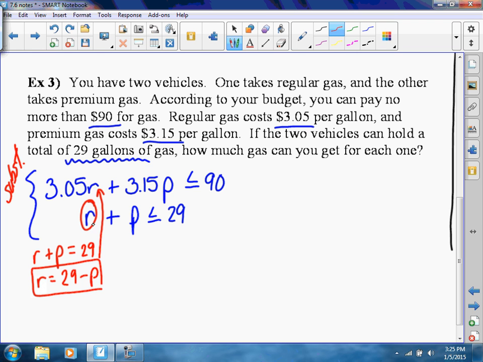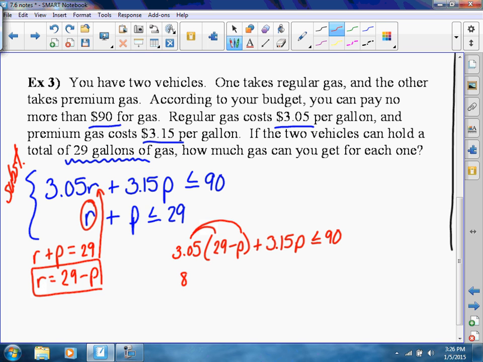Okay, so then I will have, let's write it over here, 3.05 times, instead of r, I'm going to write what r is now. r is 29 minus p. And then I'll have the 3.15p. And I'm going to leave the inequality here for now, less than or equal to 90. Okay, and now I do have to distribute, but I really only have one nasty calculation now where I have to multiply by a decimal. So we'll use our calculator for that.